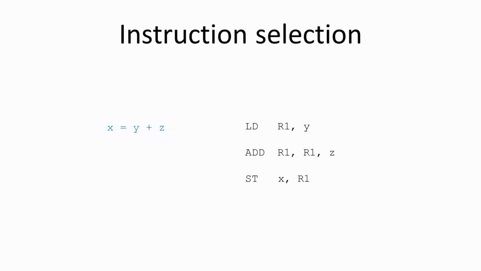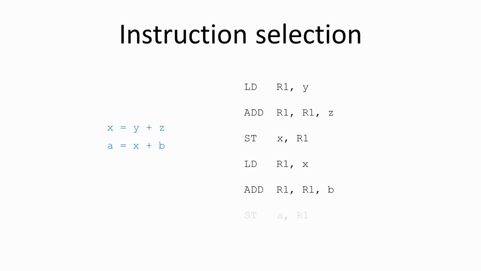However, this approach will generate a lot of redundant loads and stores. Here we have 2 3-address instructions in which the second relies on the value of x calculated by the first. This is the machine code generated by dealing with each instruction in turn. This instruction is unnecessary because register R1 already contains the value of x. In fact, if x isn't going to be used again, this instruction is also redundant. A simplistic approach can easily lead to unacceptably inefficient machine code.